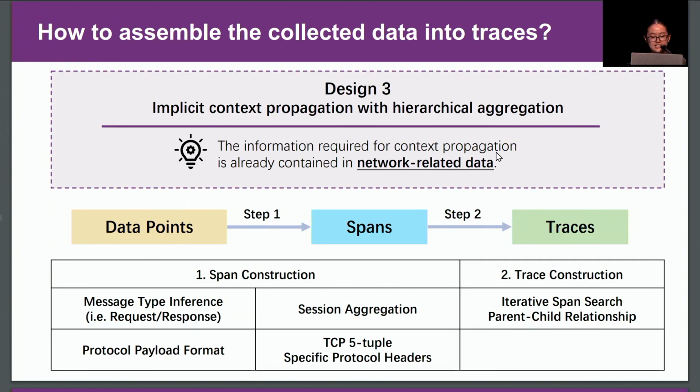Finally, how do we assemble the collected data into traces? Traditional tracing tools often manually generate per-request unique identifiers and propagate them along the message with specific headers, known as explicit context propagation. DeepFlow, on the contrary, changes nothing in the message. Instead, we claim that the network-related data collected by our eBPF hooks are well enough for the assembling algorithm into traces, and we call it implicit context propagation. As for the detailed hierarchical aggregation from data points to spans to traces, please again refer to our paper.